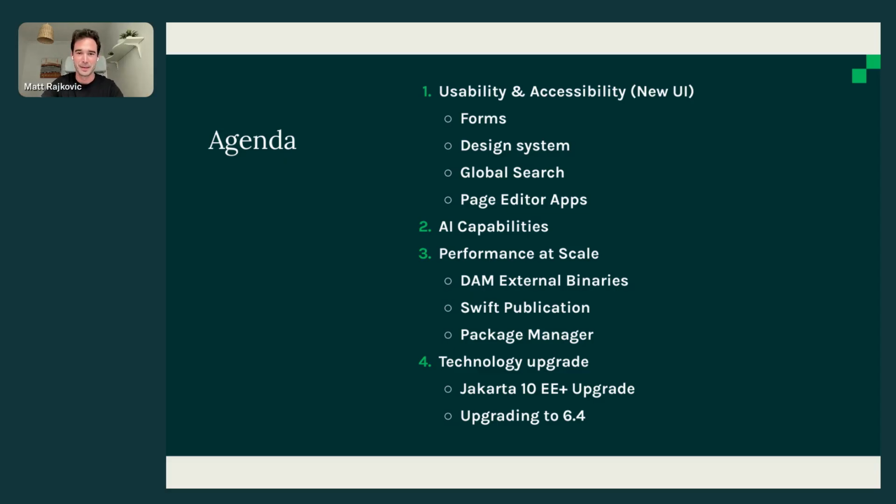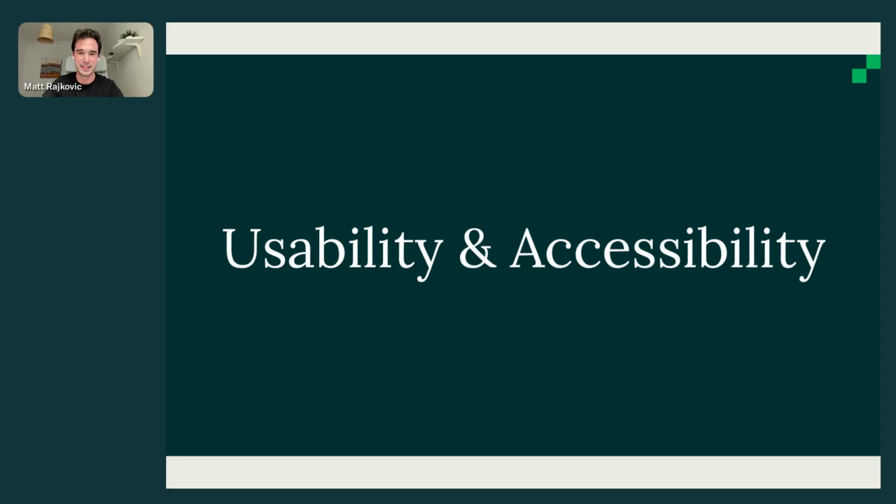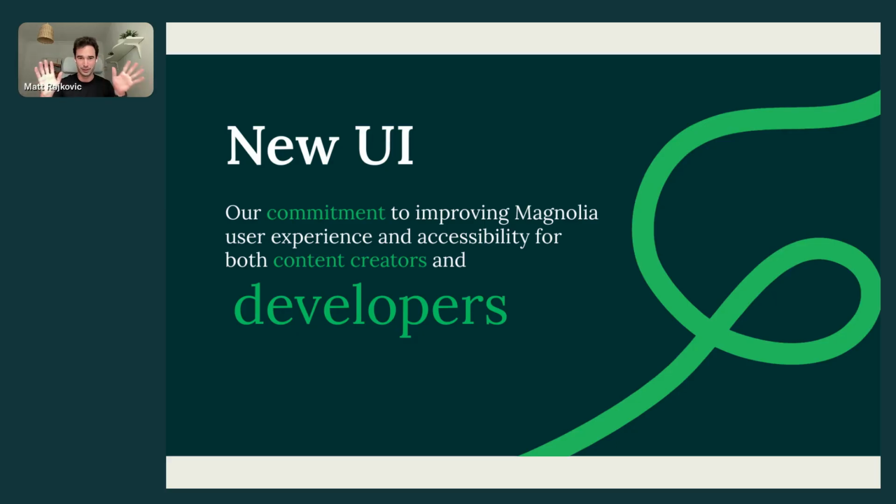Let's dive in. So the first one, usability and accessibility. Usability and accessibility gets into Magnolia through a whole new UI, which is really our commitment to improve Magnolia user experience and accessibility for both content creators and also for developers.